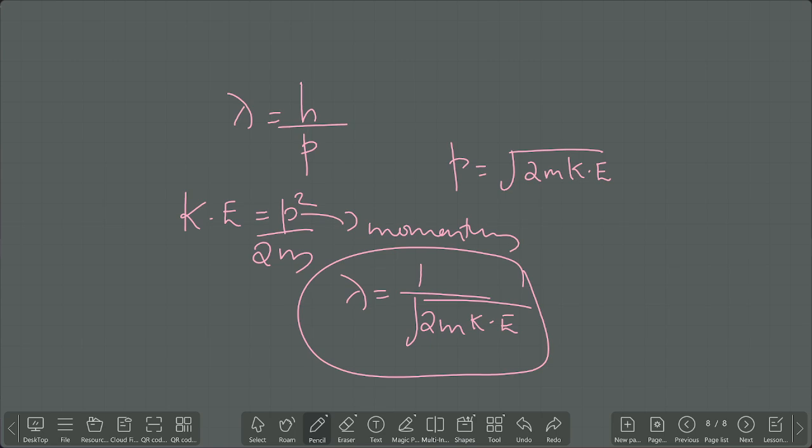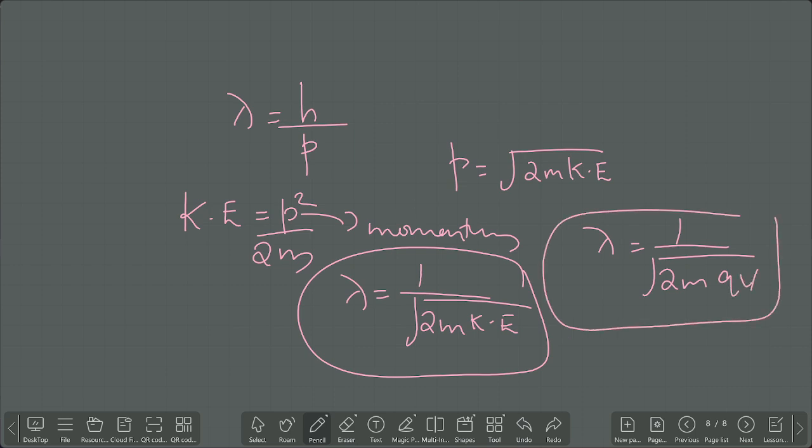In terms of retarding potential or collector potential, how will you write? 1 by root 2m kinetic energy, KE. Another equation I taught you, Q into V. Why am I writing QV? Because they will ask for alpha particle and protons separately. We will do problems, and at that time you will come to know. Many problems are repeated like that with the alpha particle. That is why I am telling you this equation is important.